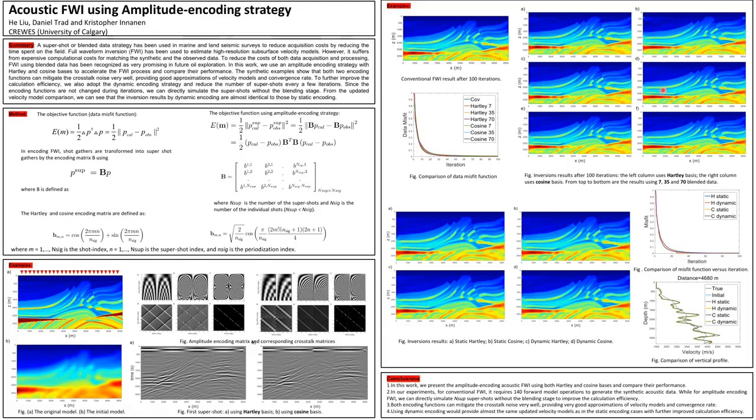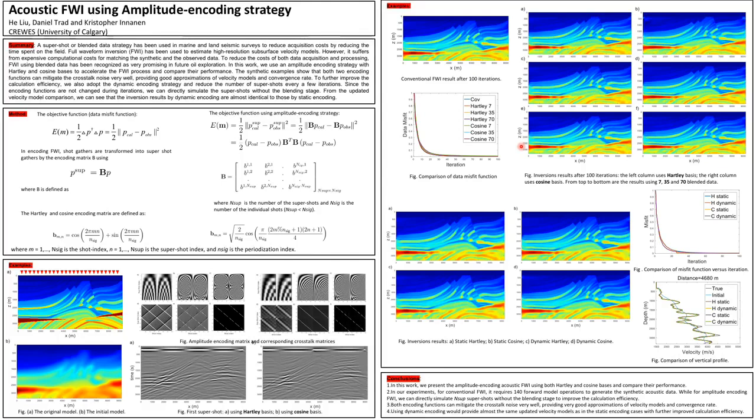Generally, in our experiments, compared with the result by conventional FWI, amplitude encoding would produce very good approximations of the velocity models, even with only 7 blended data. Here we compare the data misfit function.